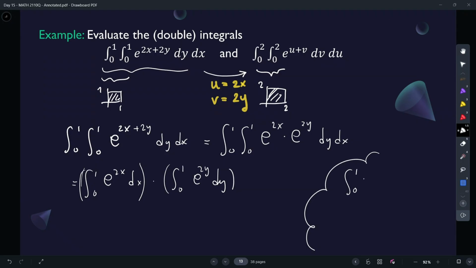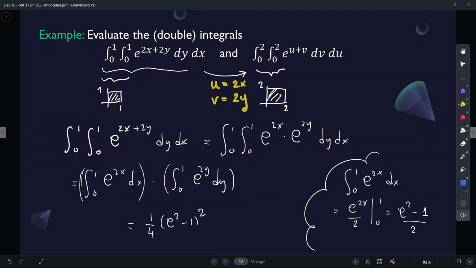The integral from 0 to 1 of e^(2x) dx will be e^(2x) divided by 2 with some u substitution between 0 and 1. So that is (e squared minus 1) divided by 2. Okay? So this integral will be this number squared, so I get a fourth of (e squared minus 1) squared. And pay close attention to that fourth. That's the key of the whole example. But there is a fourth in front.